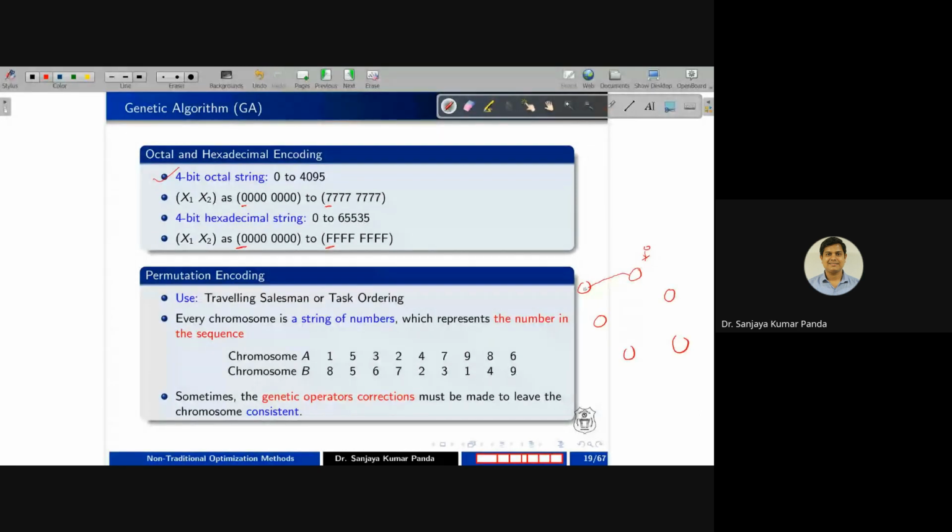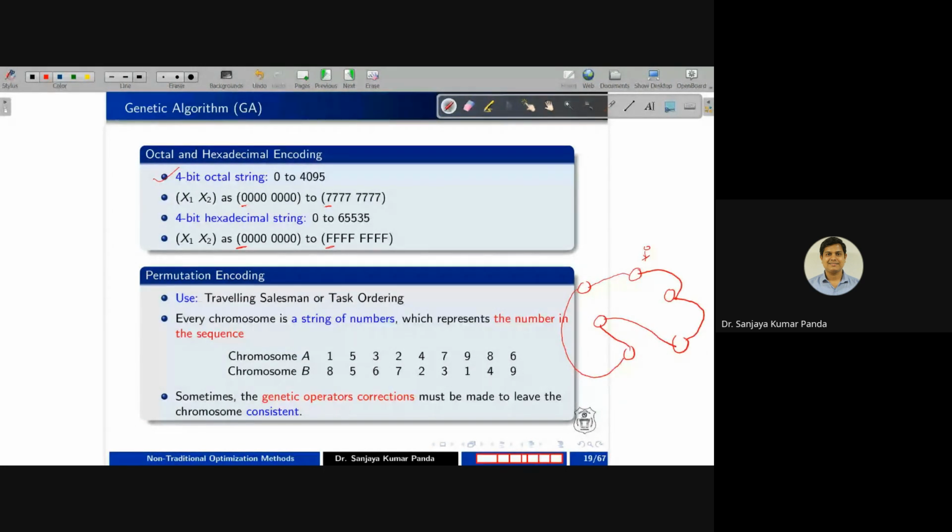For example, it has visited this particular city. After that, let's say it is visiting here. After that, it is visiting here. Again, let's say it is visiting here. Then it is visiting here, and it has reached its source. Source and destination are the same. So the traveling salesman problem means you have to visit a number of cities exactly once, and you have to return to the city where you started your journey.